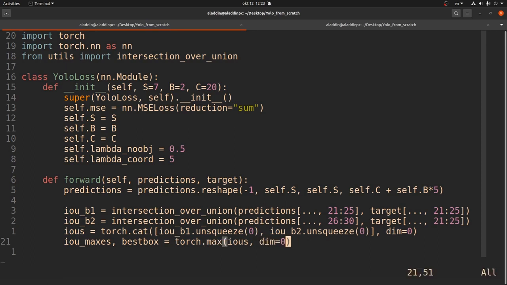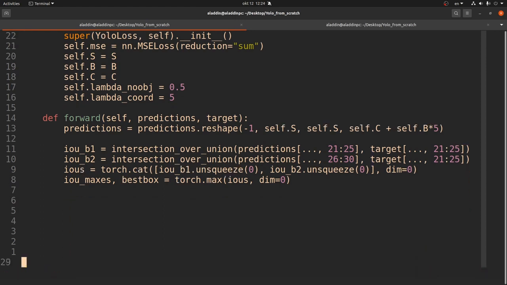So what we're doing here, torch.max is going to first return this thing right here, which we're not really going to use, but it returns the max values of the IOUs. But this thing right here is going to return the argmax of those, and that is something we want to use. So we're going to take which of the IOUs was the best one, meaning which one was responsible for that cell.